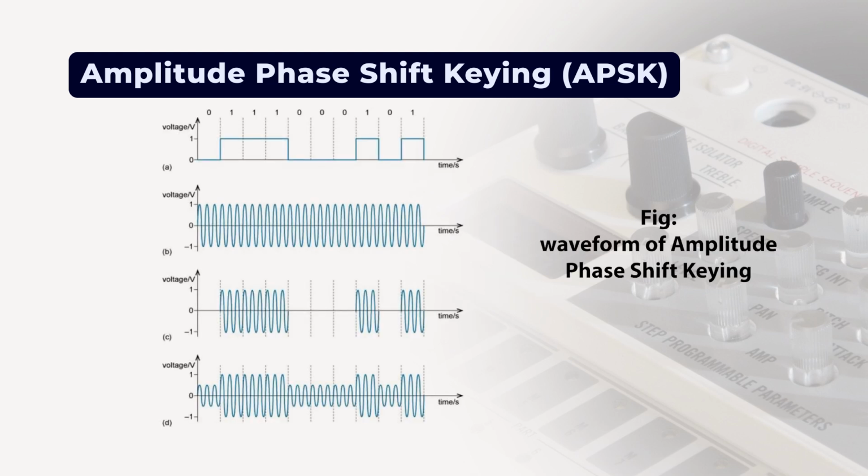Waveform of APSK. The waveform of APSK is a combination of amplitude modulated and phase modulated signals. Depending on the number of amplitude and phase levels, the waveform can vary significantly. Let's break down the waveform characteristics.